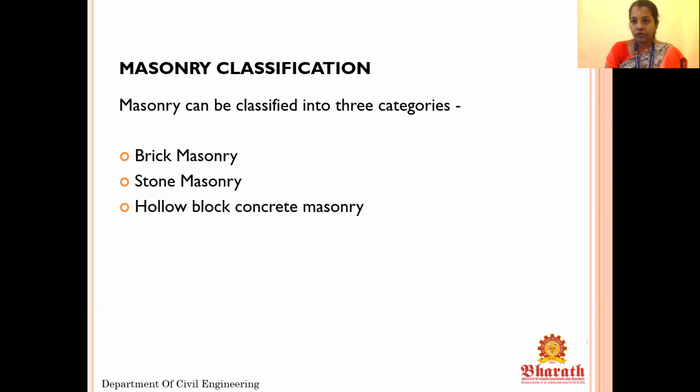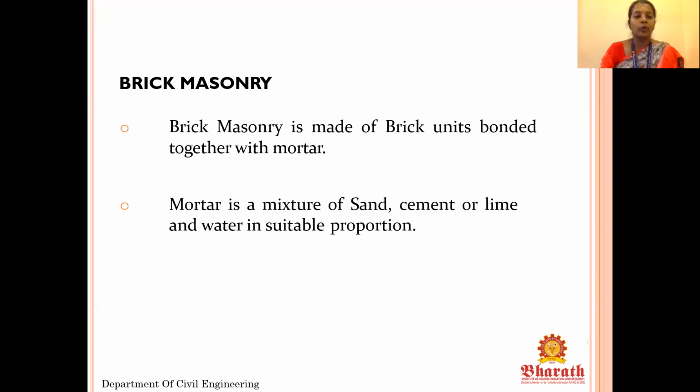Masonry will be classified into three categories: brick masonry, stone masonry, and hollow block concrete masonry. First we'll see brick masonry. What is brick masonry? Brick masonry is made of brick units bonded with mortar. So the laying of brick with mortar is called brick masonry. Mortar is a mixture of sand, cement or lime and water in suitable proportion.